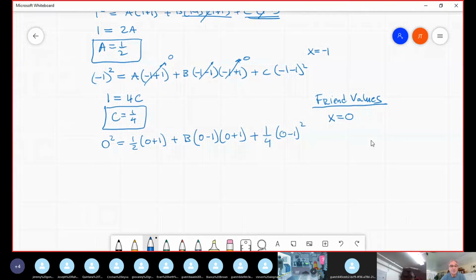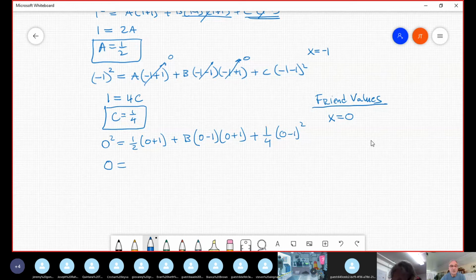0 squared is 0. 0 plus 1 is 1. 1 times 1/2 is just 1/2. Plus b times something. Let me see. This is -1, and this is +1. And -1 times +1 is -1. Actually, then, this sign is negative. Negative b. Now plus 1 over 4.